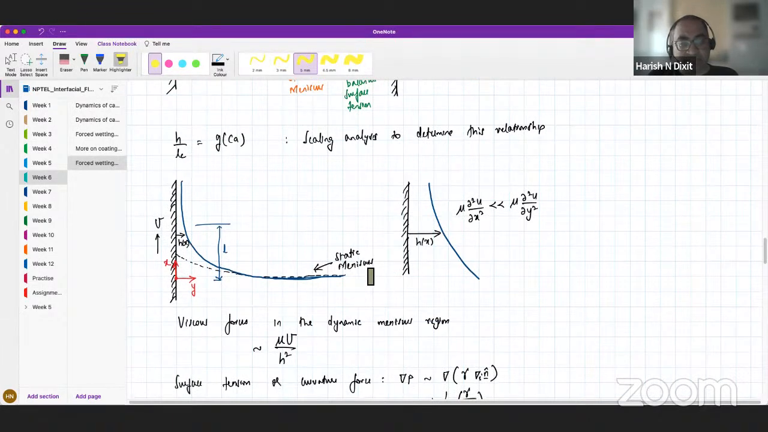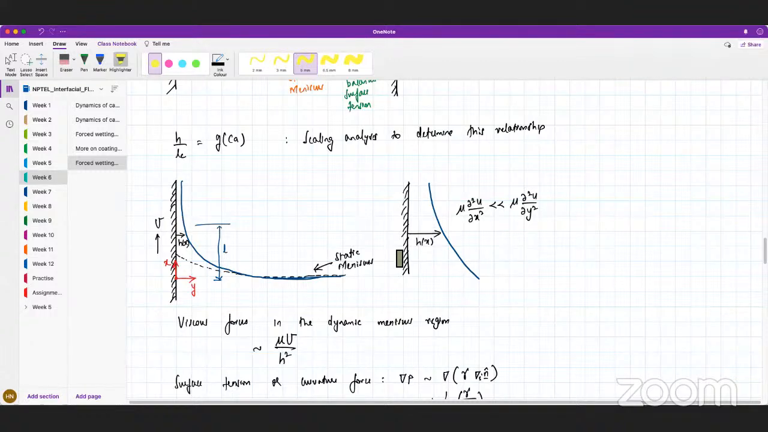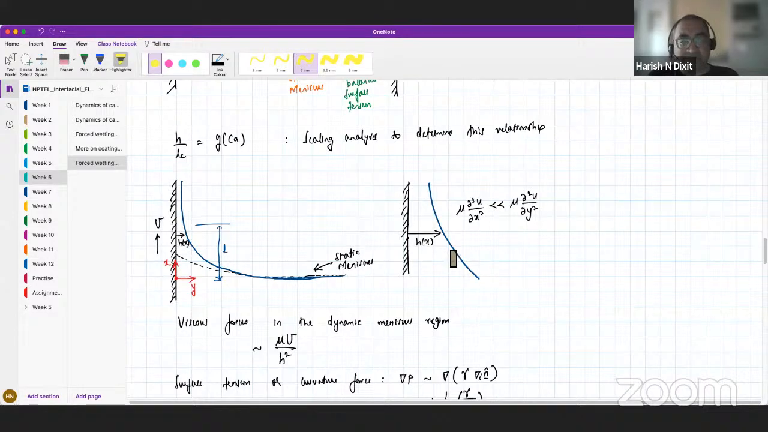So you basically say that there is a static meniscus, and very close to the plate in the transition region you start deviating from the static meniscus, and that is what we refer to as the dynamic meniscus. The dynamic meniscus, as it turns out, if we are employing lubrication approximation, reduces to the fact that the vertical length is much larger than the horizontal length, meaning the thickness of the film in the transition region is much smaller than the length over which this transition region occurs.